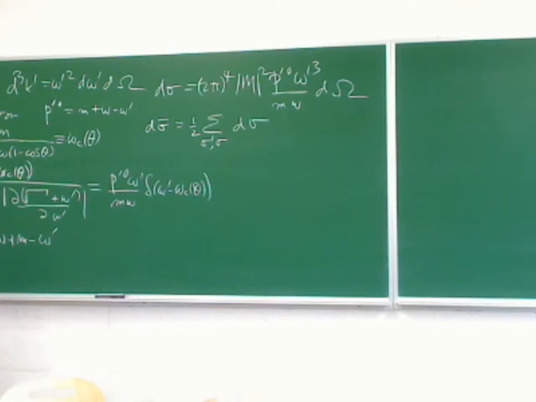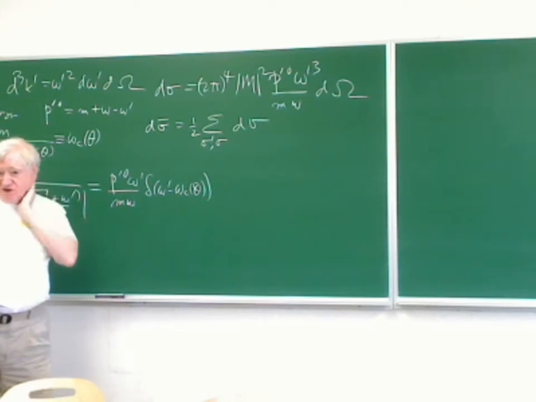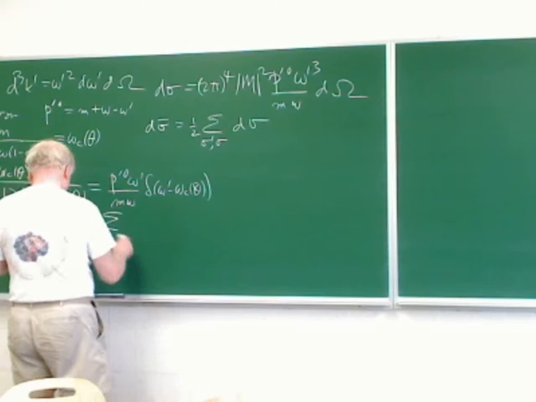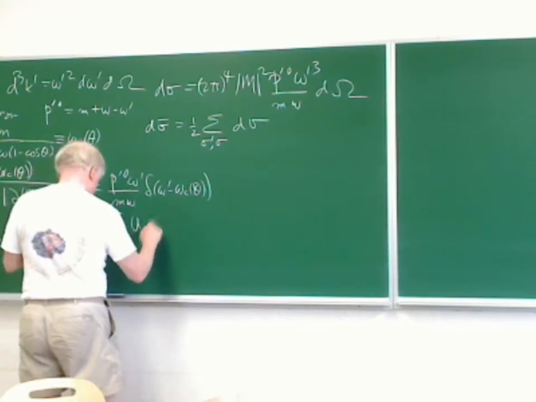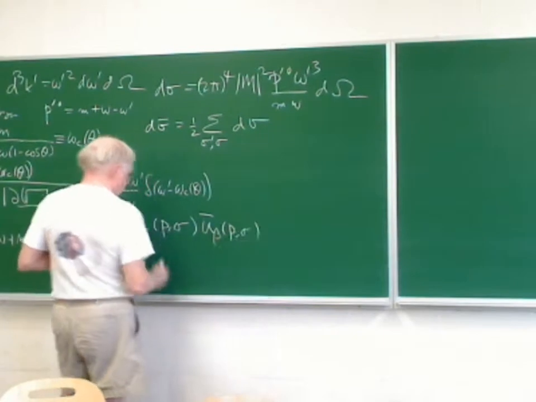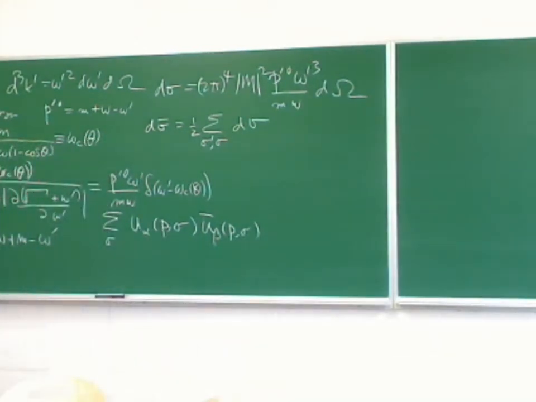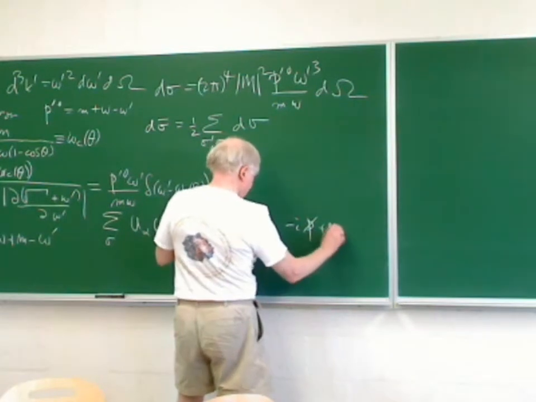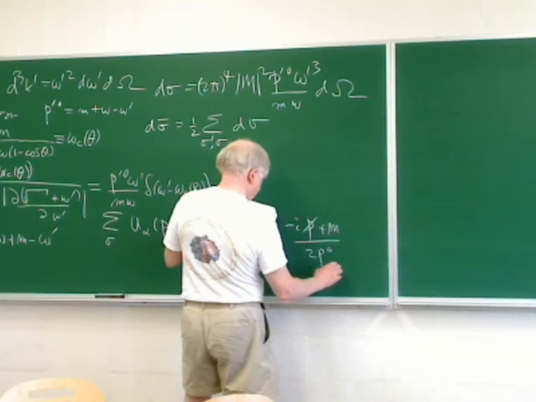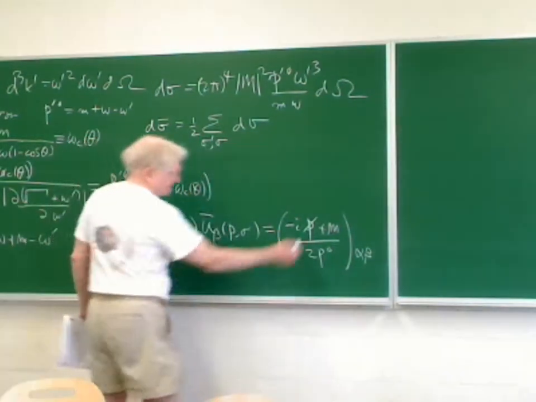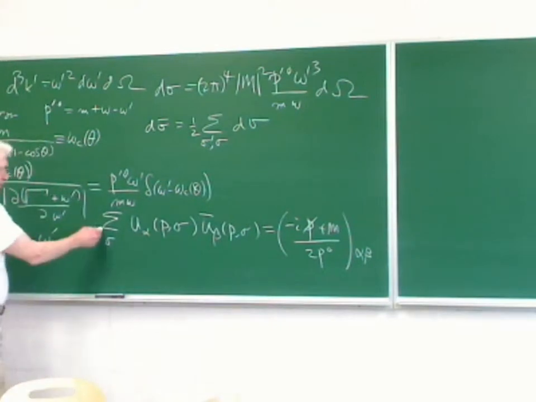Now, remember our expression for M, if we look back on that board over there, we see that it involves u bar and u. And so that means that we can take advantage of this marvelous spin sum formula, which is the sum over sigma of u alpha of p and sigma, u bar beta of p and sigma. This is really three-dimensional p, but I'm not going to write the arrows. This thing is equal to minus i p slash plus m, divided by 2p0, and so this is a matrix, and you take the alpha beta component. Of course, the only part that's a matrix is the numerator. So that's what we're going to use here.